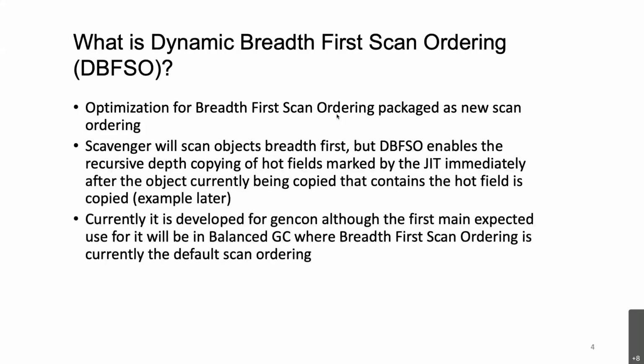So what is dynamic breadth first scan ordering? It's an optimization for breadth first scan ordering packaged as a new scan ordering. Scavenger will scan objects breadth first, but DBFSO enables the recursive depth copying of hot fields marked by the JIT immediately after the object that Scavenger is currently copying that contains a hot field. It's a mouthful, but you'll visually see this and it'll be more clear.